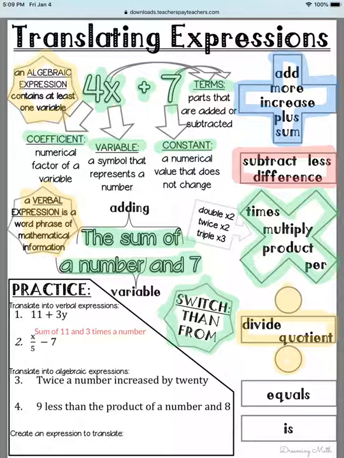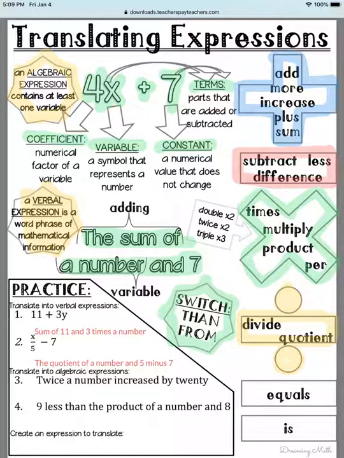The second example, I would just say x divided by 5 minus 7. Or we could say the quotient of a number and 5 minus 7, because quotient means to divide. The next two, numbers 3 and 4, we're going to translate these into algebraic expressions. That means we want them to look like the first two examples.